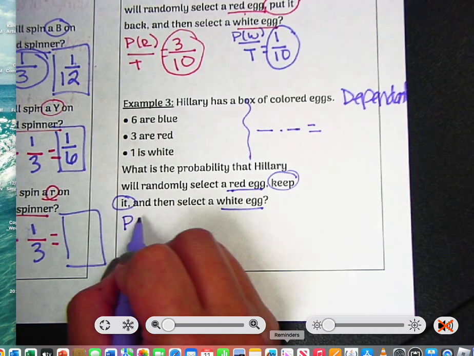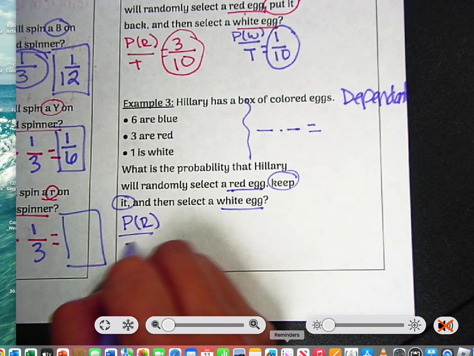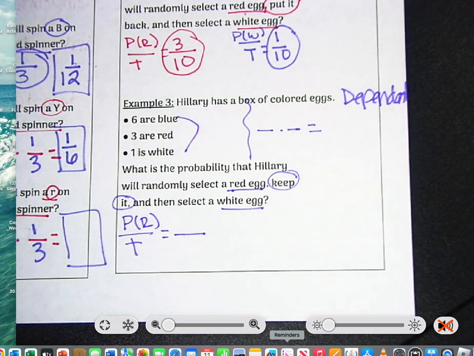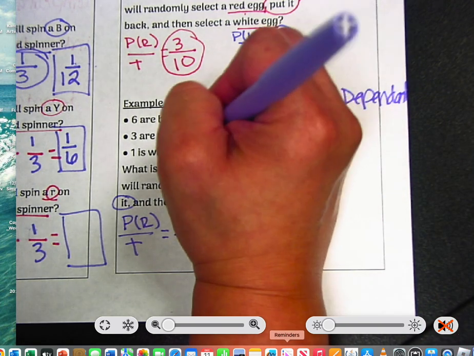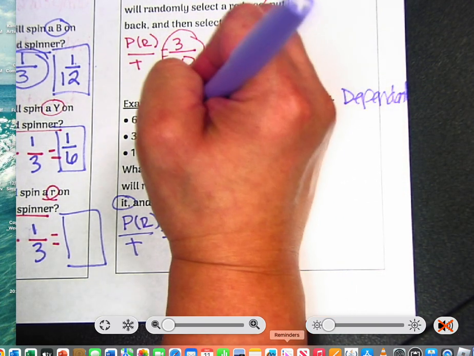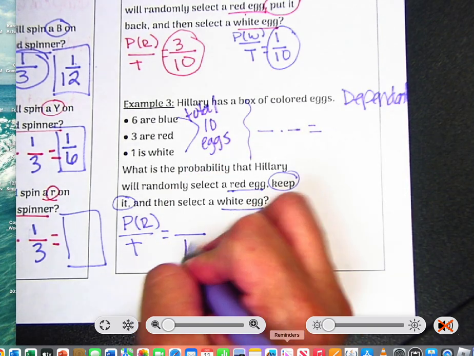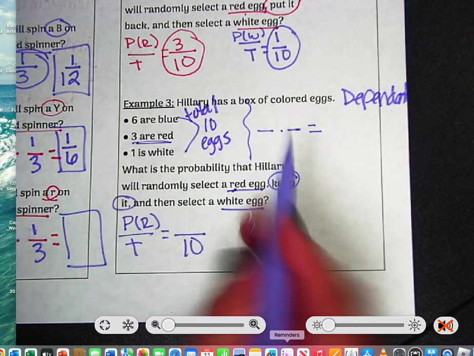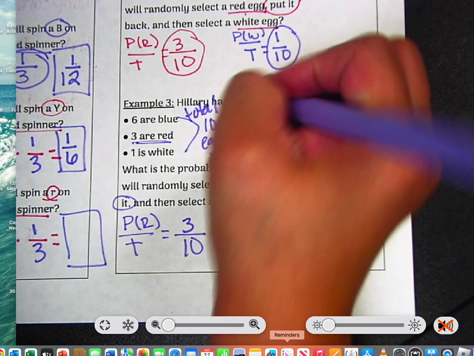Okay, the probability of getting a red egg over your total for the first event. So let's find our total number of eggs. When you add 6 plus 3 plus 1, that's still 10 eggs. That's your total. Okay, so that goes at the bottom. How many red eggs do I have? I have 3, so 3 out of 10. That's my first event.